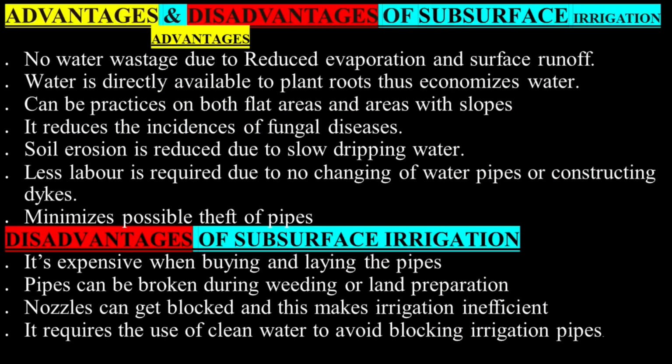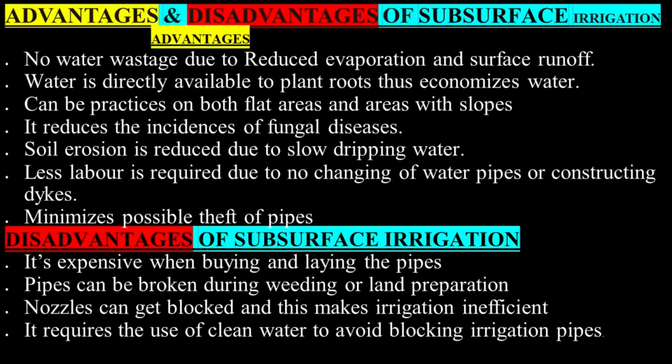Advantages of subsurface irrigation. No water wastage due to reduced evaporation and surface runoff. Water is directly available to plant roots, thus economizes water. Can be practiced on both flat areas and areas with slopes. It reduces the incidences of fungal diseases. Soil erosion is reduced due to slow dripping water. Less labor is required due to no changing of water pipes or constructing dikes. Minimizes possible theft of pipes.